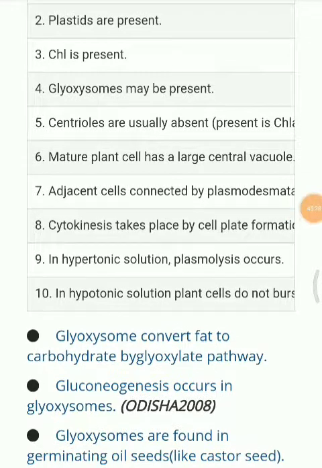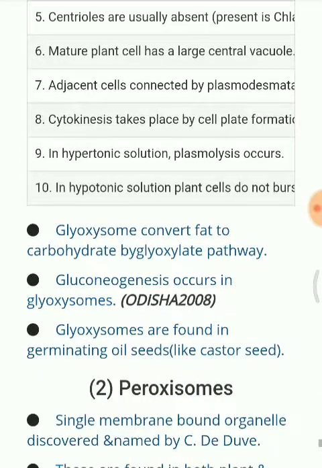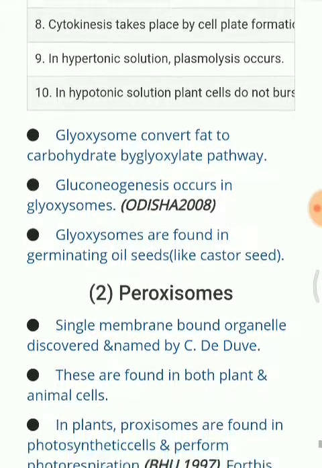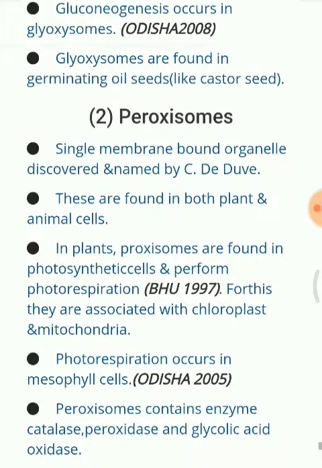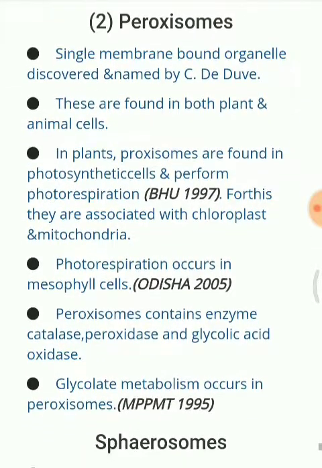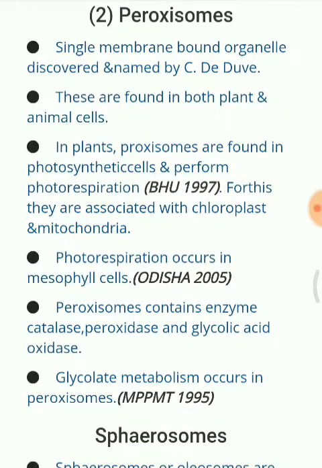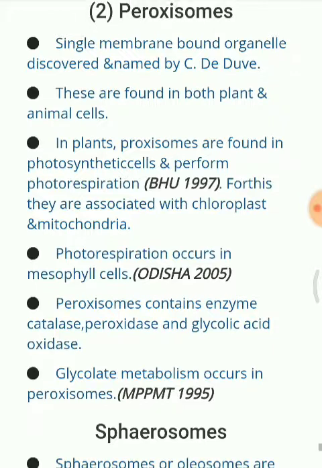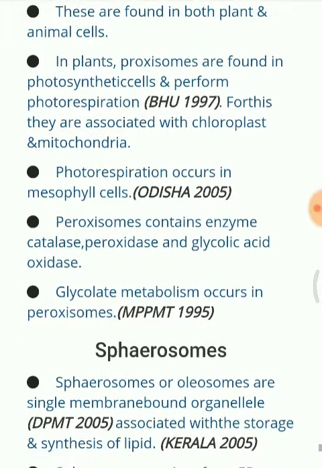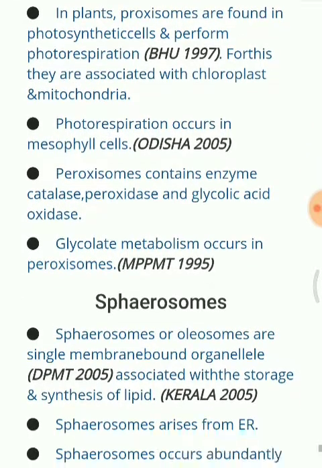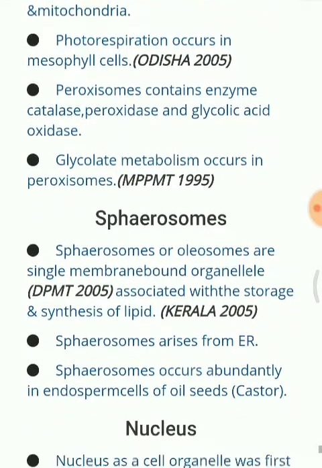Glyoxysomes convert fat to carbohydrates by the glyoxylate pathway. Gluconeogenesis occurs in glyoxysomes. Glyoxysomes are found in germinating oil seeds like castor. Peroxisomes are single membrane bound organelles discovered and named by C.D. de Duve. These are found in both plant and animal cells. In plants, peroxisomes are found in photosynthetic cells and perform photorespiration. For this, they are associated with chloroplast and mitochondria. Photorespiration occurs in mesophyll cells. Peroxisomes contain enzymes catalase, peroxidase, and glycolic acid oxidase. Glycolate metabolism occurs in peroxisomes.